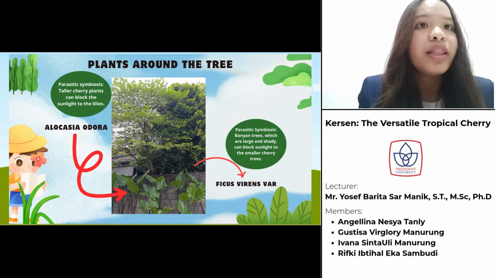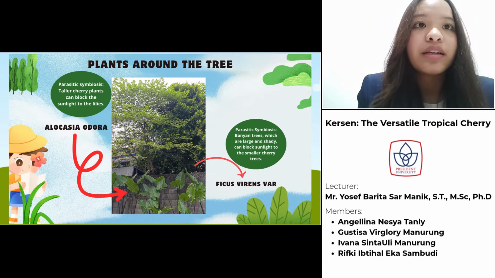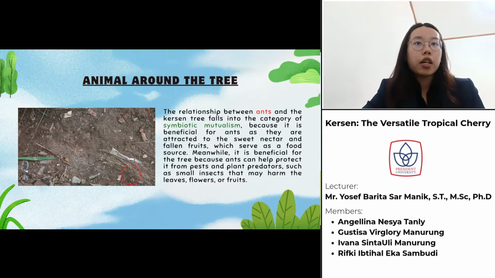The relationship between the banyan trees and the cherry trees is that the large and shady banyan can block the sunlight from the smaller cherry trees. Today I'm going to talk about the Carson tree. This tree may look simple, but it actually interacts with a lot of animals.